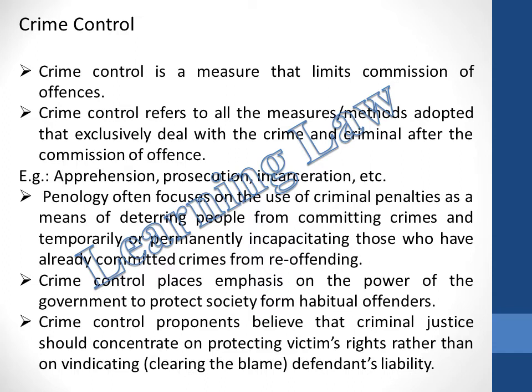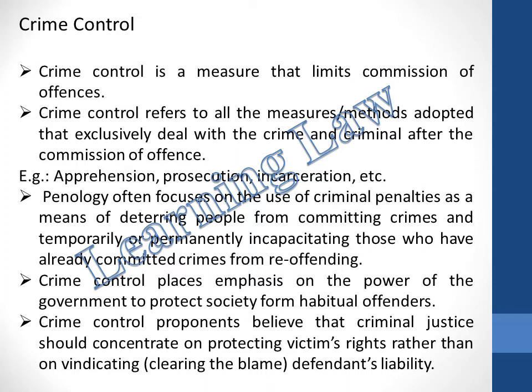So when we temporarily or permanently incapacitate or imprison a person who has already committed a crime, we are controlling him, stopping him from committing further offenses. So crime control places emphasis on the power of the government to protect society from habitual offenders. It emphasizes protecting society at large, and these habitual offenders are incarcerated or incapacitated so that they do not commit more offenses.